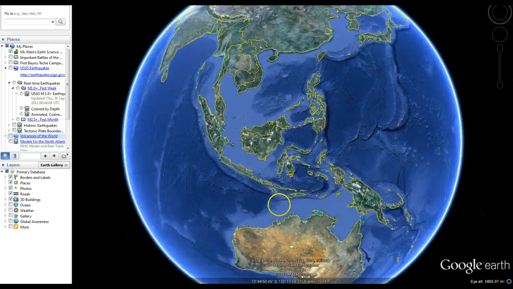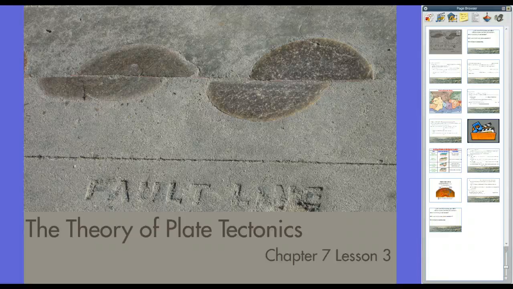hey guys, Mr. Klein here, Chapter 7, Lesson 3, the theory of plate tectonics. The most important theory of all of geology, the one theory to unite them all. That important. I'm probably the only person that is excited about this at this moment.